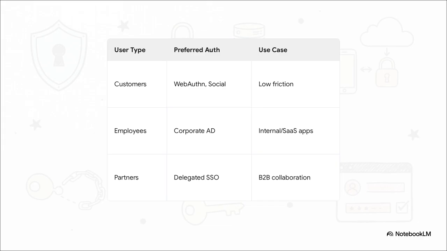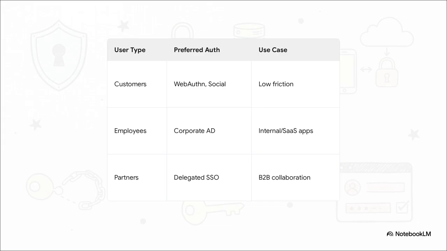But employees? They have a totally different threat model. You want them using their corporate Active Directory. This centralizes IT control, allowing employees to seamlessly access internal tools, HR systems, and external SaaS services using one tightly monitored corporate credential. If an employee leaves, IT disables one Active Directory account, and their access to hundreds of systems is instantly revoked.